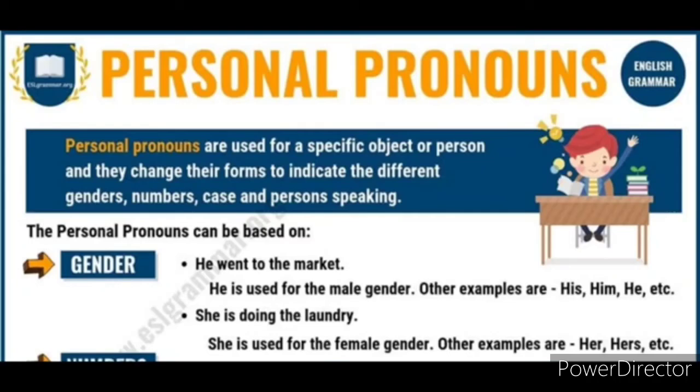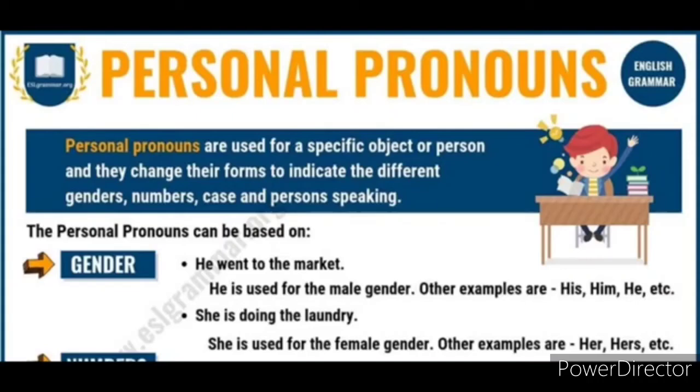So here look at the example for gender. He went to the market. He is used to mention the male gender. So other examples we can use for male gender, they are his, him, etc.